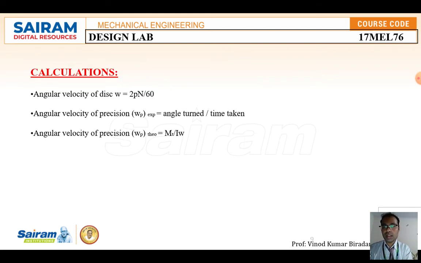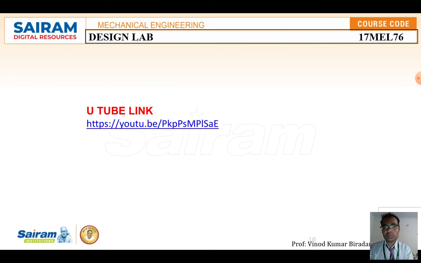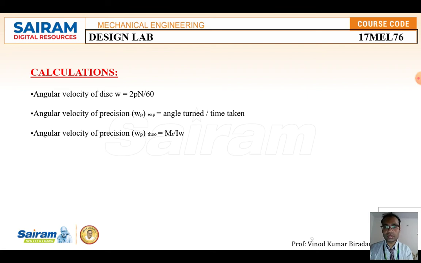After that, with the help of the same formula, you need to calculate and substitute. Then note down the result here. For the result, you can write down, at a particular 1 kg of load, the theoretical value of angular velocity of the precession and the experimental value of the angular velocity of the precession.